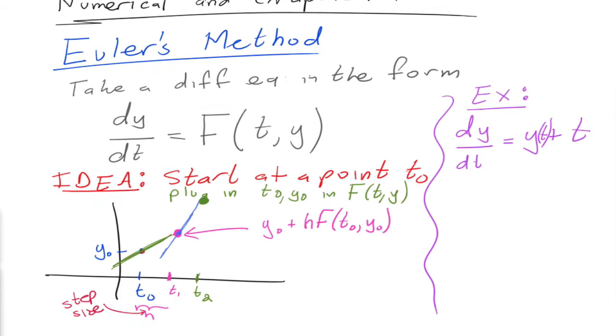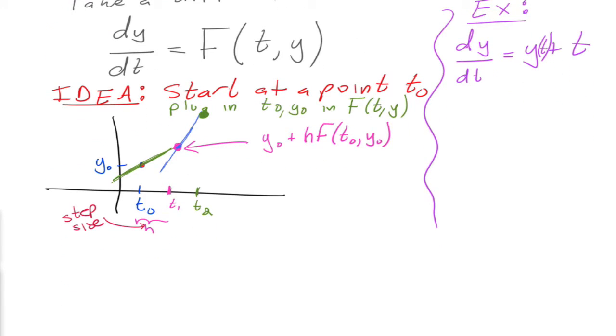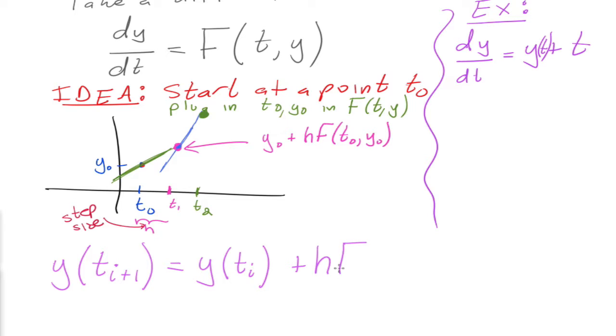So let's write this down. What we're doing is Euler's method, which tells us that y of t sub i plus 1, the next y value in our solution, is equal to the previous y value plus the step size times the value of the derivative at the previous y value. Does that make sense? I hope so.